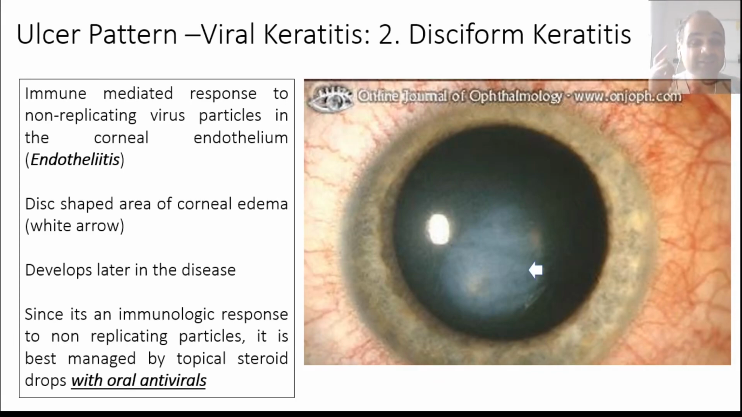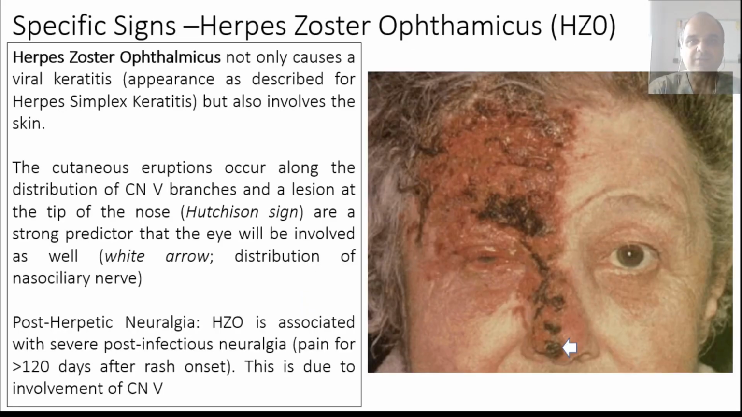And since this is an immune response to a non-replicating particle, it is best managed with steroid under the cover of oral antivirals. This immune response must be suppressed by giving antivirals so that the virus, which is still probably around in the eye, is kept under control while the steroid deals with this part of the inflammation, which is the immunologic response. This is how herpes zoster ophthalmicus presents.